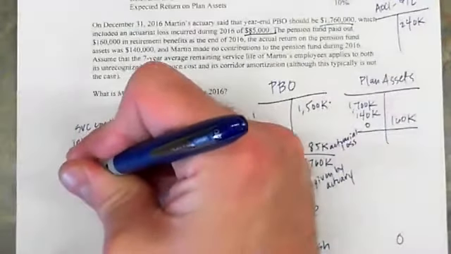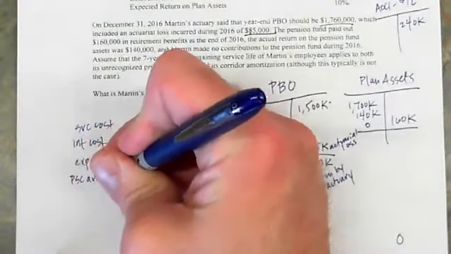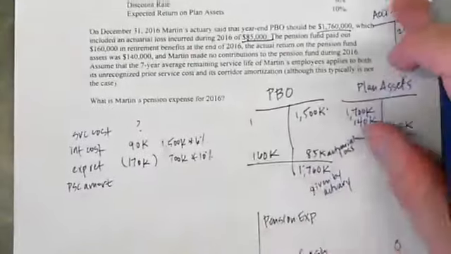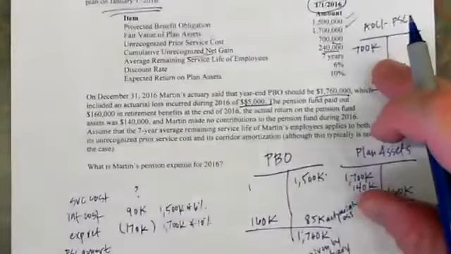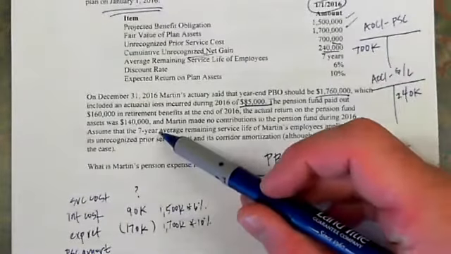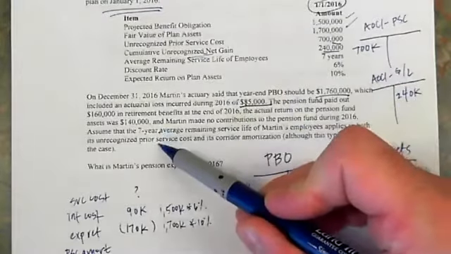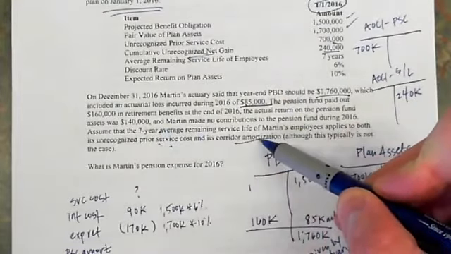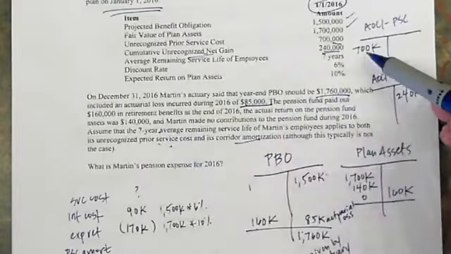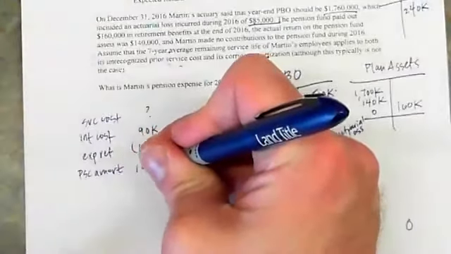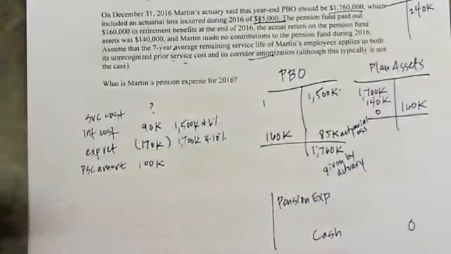What about my PSC amortization? Well, my AOCI PSC was 700. I say use this 7-year average for both prior service costs and corridor. So 7 divided into 700, that is $100,000 every year. That's going to add to pension expense.